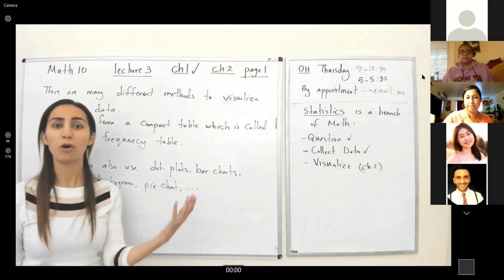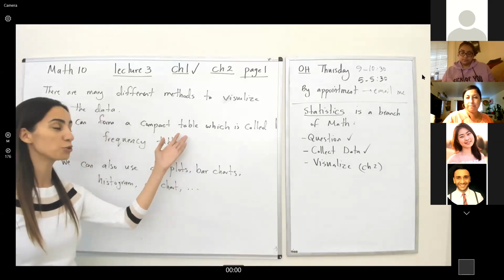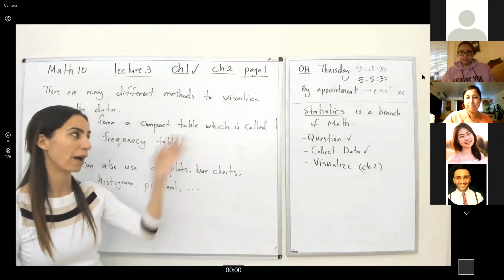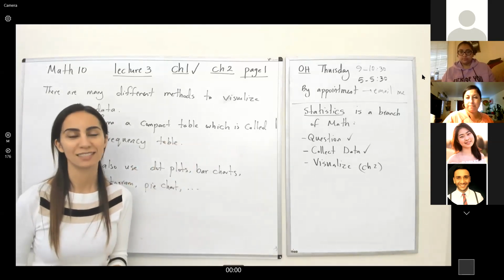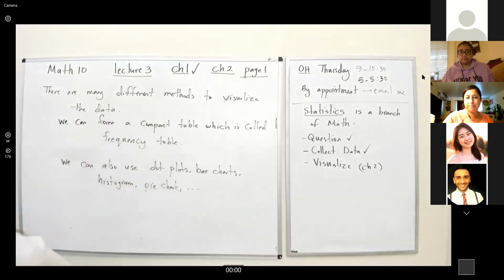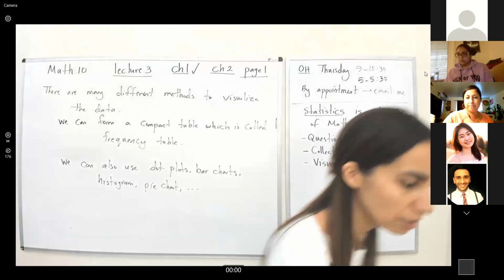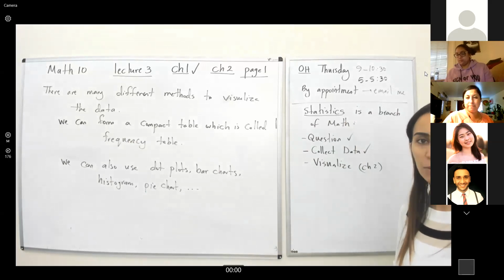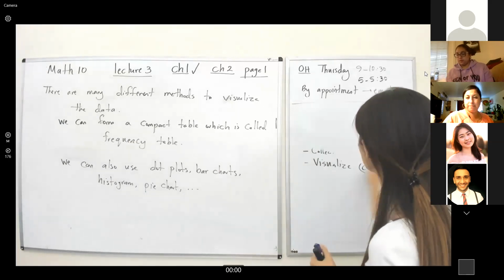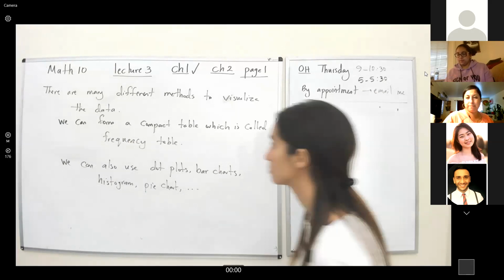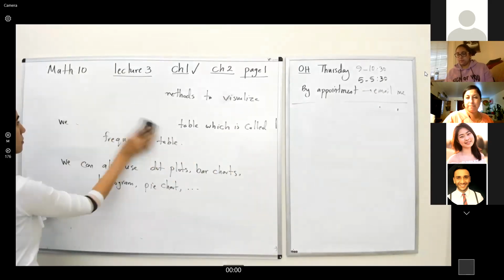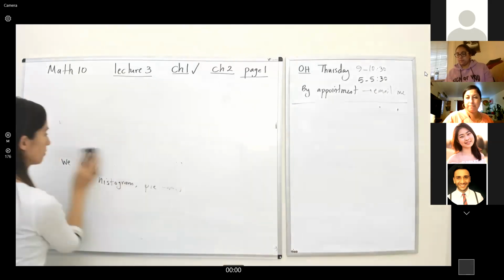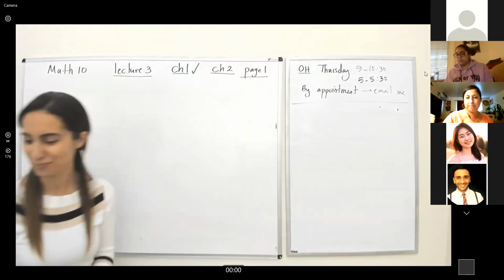Very well. So what we're going to do, first we're going to talk about this nice compact table that we call a frequency table. So let me write down the guidelines on how to actually construct a frequency table. Then we go over one example together. We are still on page 1.